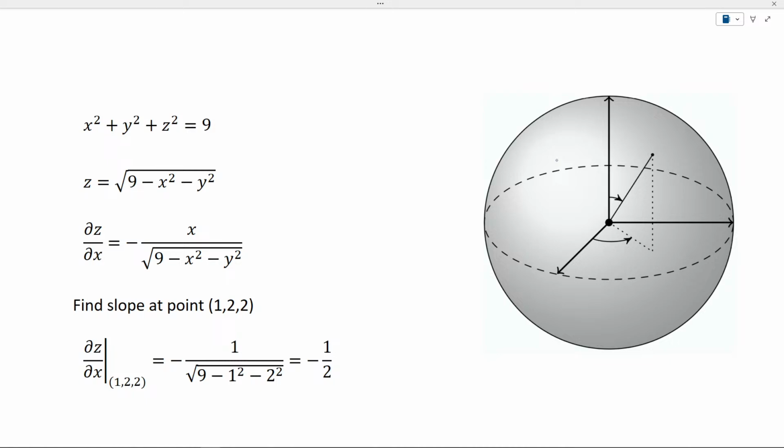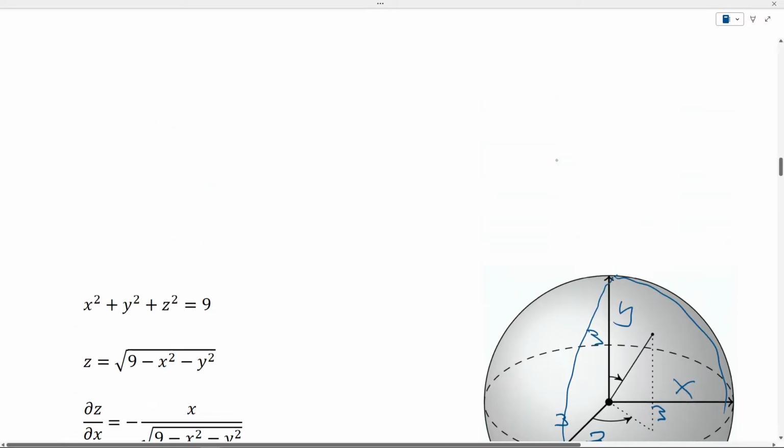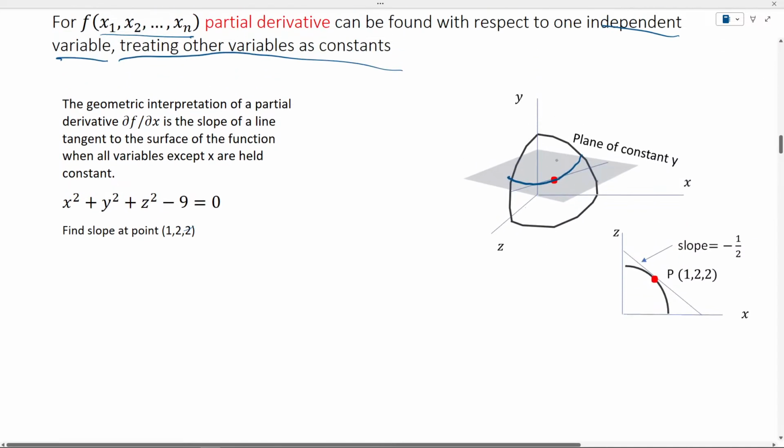So that would be a radius of 3, radius of 3, that would be your x, that would be your y, and that would be your z. But like in the previous figure, I'm just showing this part of it. It's not a very good drawing. But anyway, doesn't matter. And I'm asking you, what is the slope at this point?